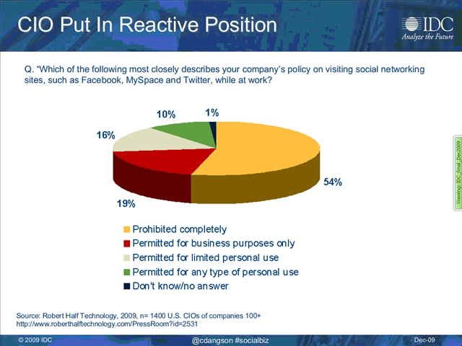I found it really interesting that the Robert Half Technology Group came out earlier this year with a survey. It wasn't an IDC survey, but I really appreciated their methodology. It was a phone survey, not a web survey, whereas the data I presented before was from IDC and was web-based. The Robert Half Technology Group found, somewhat surprising even to myself, that 54% of CIOs completely prohibit public social networks at work.